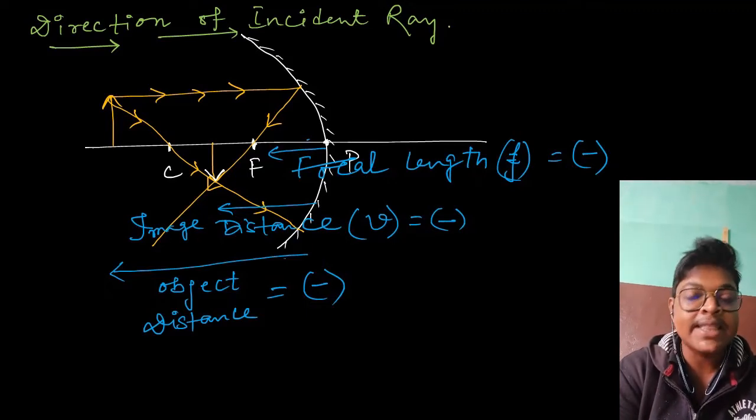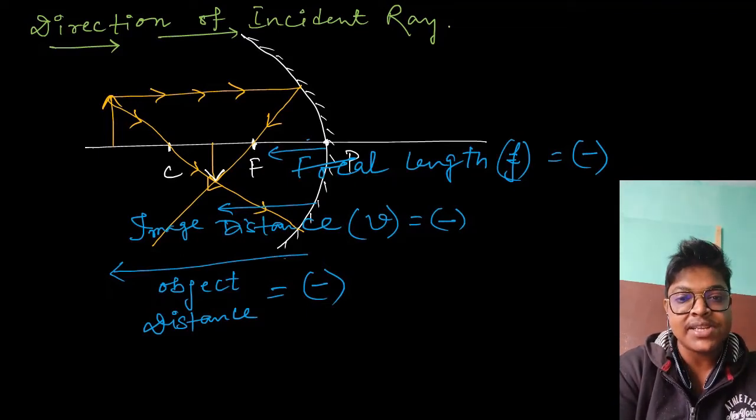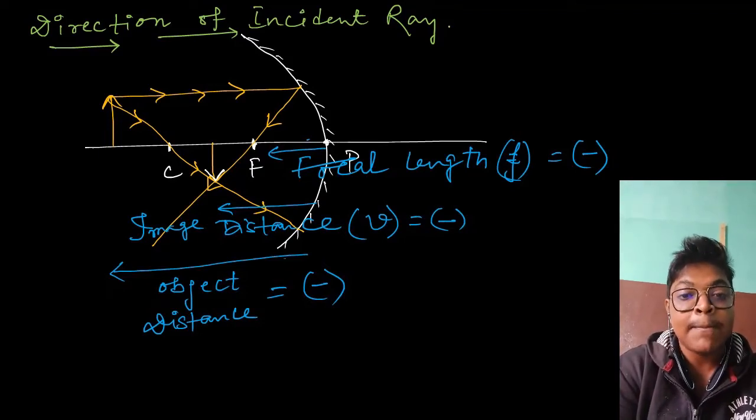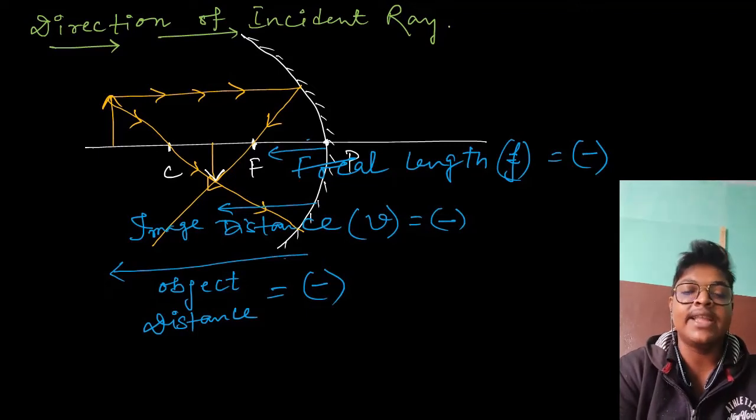Okay. Now let's talk about the exceptional case. In that case, the object is placed in between the focus and the pole. So obviously a virtual magnified image is formed. But the image is formed behind the mirror. So that's why if you measure the image distance, it is in the same direction of the incident ray. So that's why the image distance in this case is positive. Rest of all, like the object distance and the focal length, they are still negative. This is all about concave mirror.